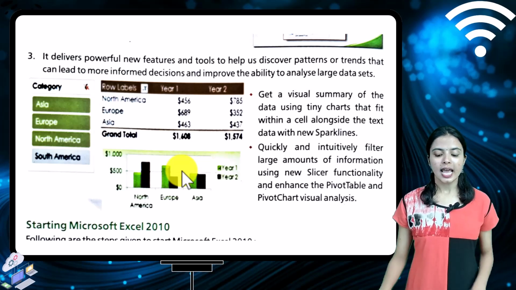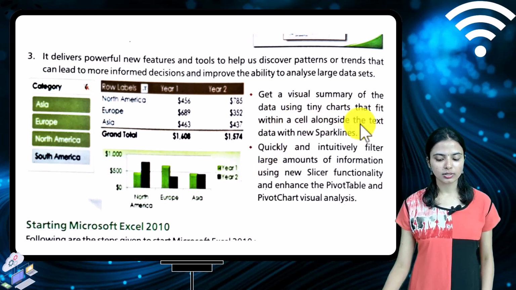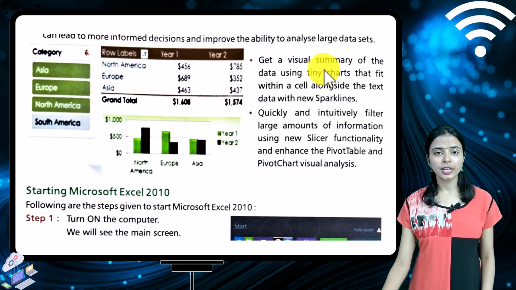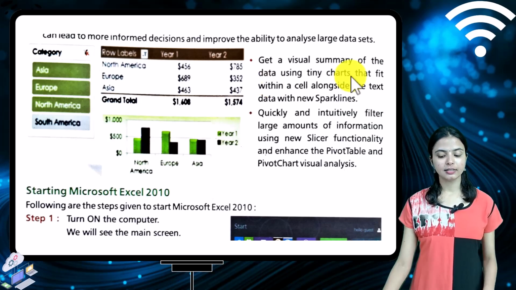Right students, get a visual summary of the data using tiny charts that fit within a cell alongside the text data with new sparklines. Okay, so we also get here a visual summary of the data. This visual summary of the data is in the form of tiny charts.